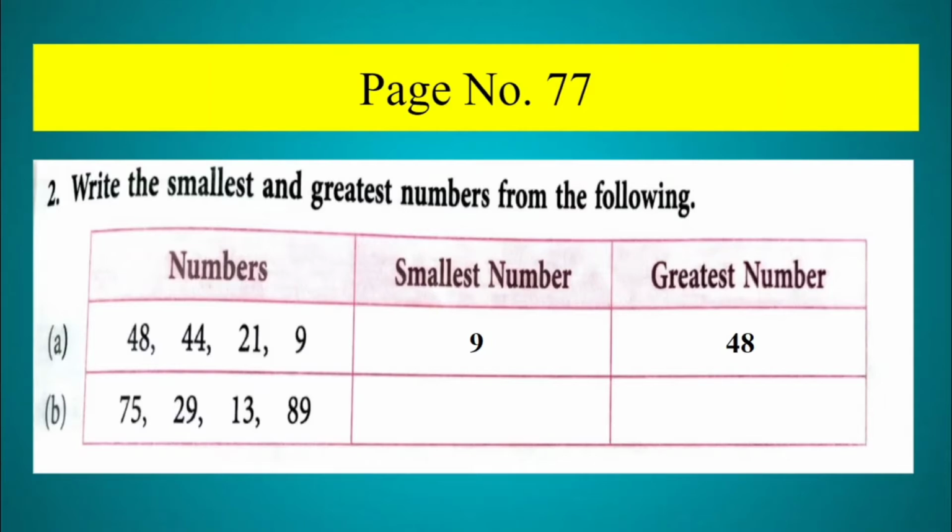Now look at B part. So here we are given the 4 numbers as 75, 29, 13 and 89. So children, which among the following numbers is the smallest number? Yes, it is 13. So here 13 is the smallest number among the 4 numbers. And which is the greatest number? Very good. It's 89. So here 89 is the greatest number among the 4 numbers.